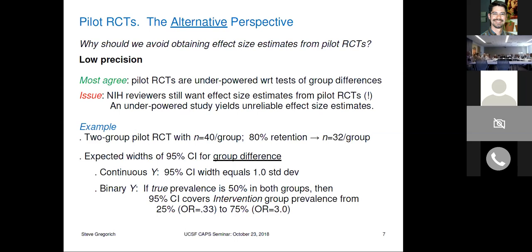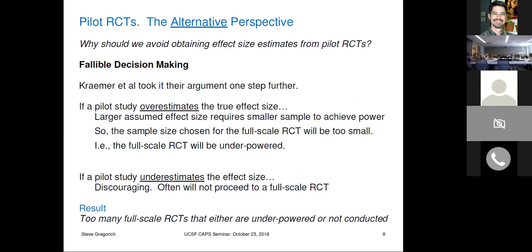So why would you avoid obtaining effect size estimates from pilot RCTs? One is low power, or low precision, excuse me. The other one is fallible decision making. And this is where the Kramer article took it a step further. It's very interesting because your pilot study is small, your confidence intervals for your effect size estimates are wide, so it's really possible that you're going to have over or underestimates.